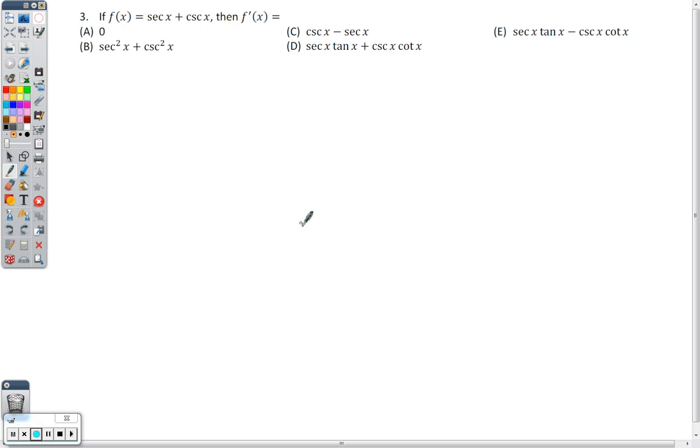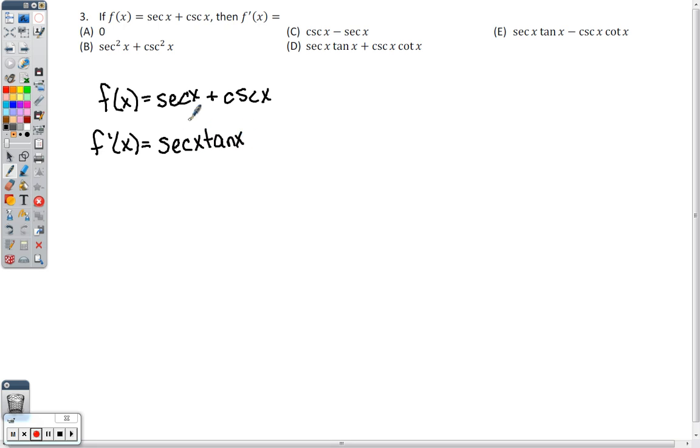If f of x equals secant x plus cosecant x, let's write that down here so that we can see it nice and large, then f prime of x equals, well, this is a pretty straightforward problem. Nothing to it but to do it. So secant x, we take the derivative, and the derivative of secant x is just secant x tangent x. And then the derivative of cosecant x is negative cosecant x cotangent x.